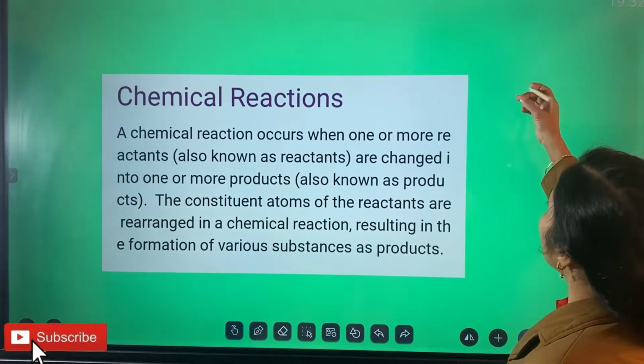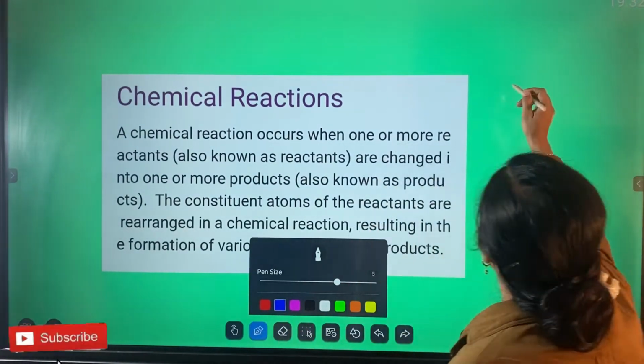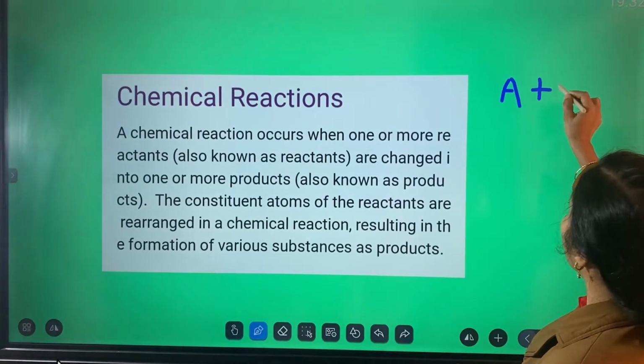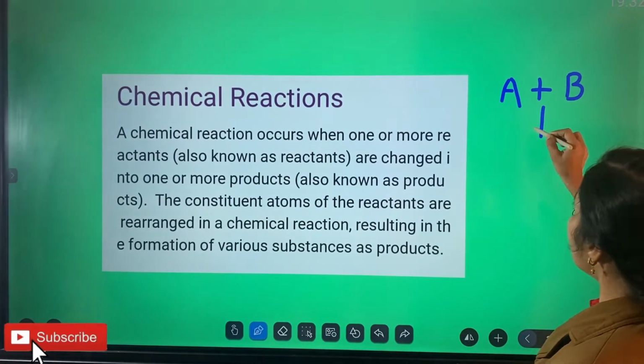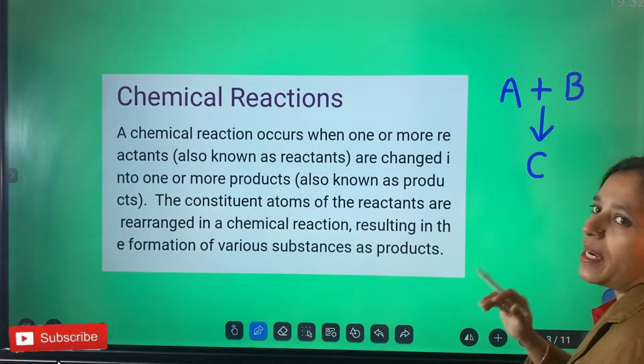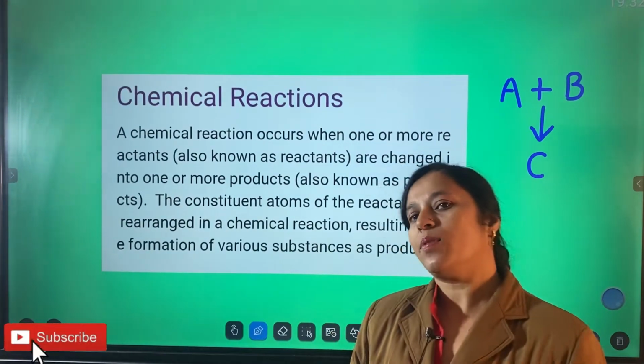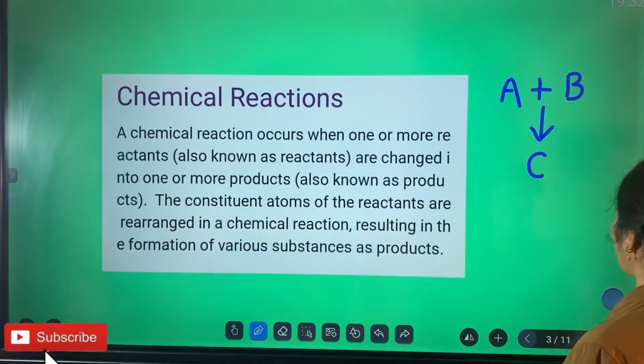For example, if A reacts with B, suppose A and B are reactants, it will give a product C. So for chemical reactions you require reactants so that they react and give you some product.